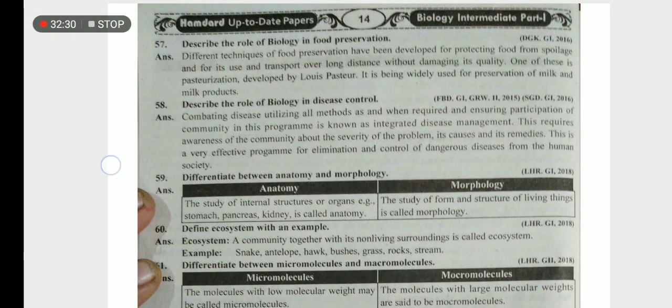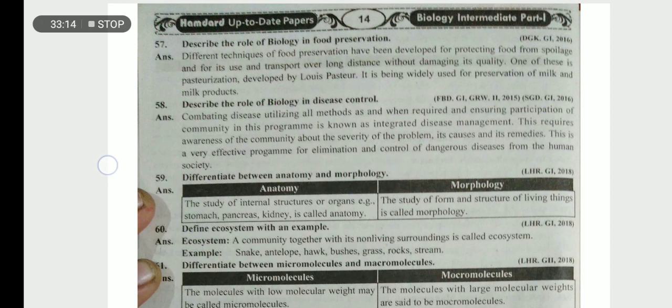What is the role of biology in food preservation? Various techniques are involved in food preservation. For example, Louis Pasteur developed techniques like pasteurization to preserve food, to preserve milk products. Similarly, the role of biology in disease control: integrated pest management is used to control the various diseases, various chemicals are discovered against diseases, and public awareness is necessary to control the disease.